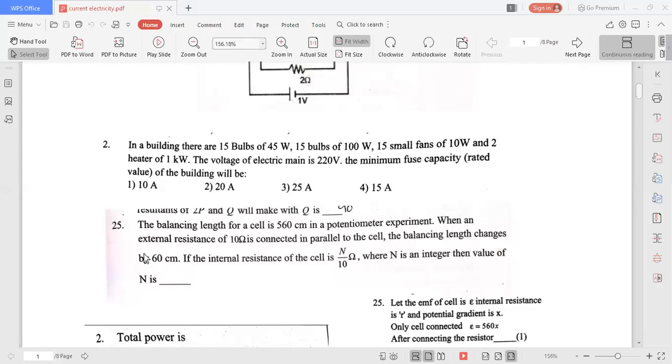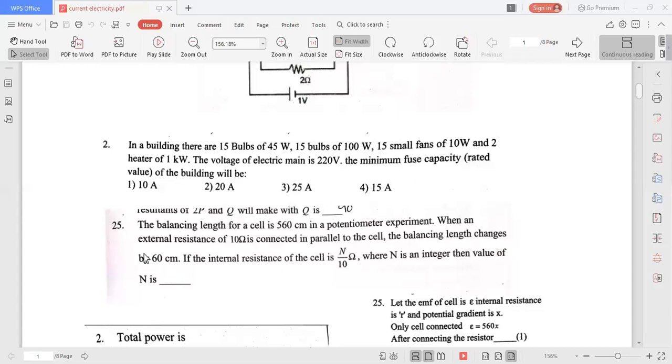The balancing length for a cell is 560 centimeter in a potentiometer experiment. When an external resistance 10 ohm is connected in parallel to the cell. So the balancing length for a cell is 560 centimeter means when the cell is connected in the secondary circuit, then balancing length is given. That balancing length, when cell is connected in the secondary circuit, is 560 centimeter.